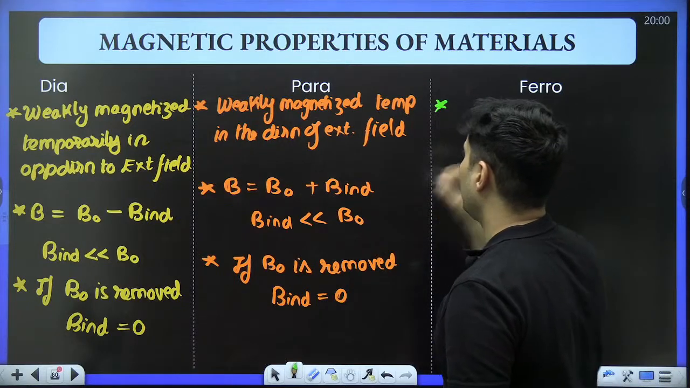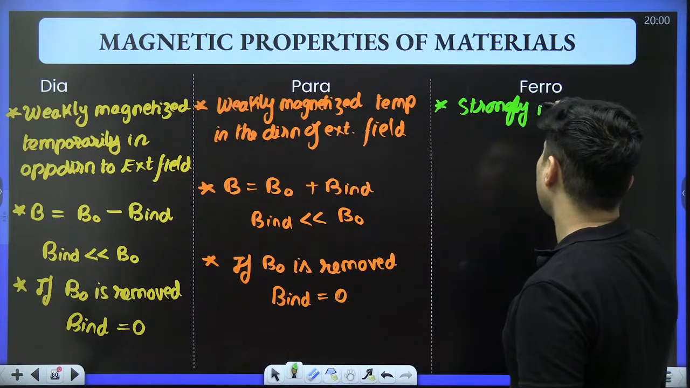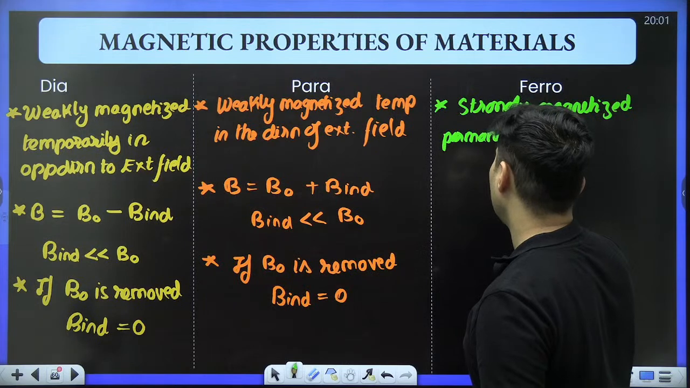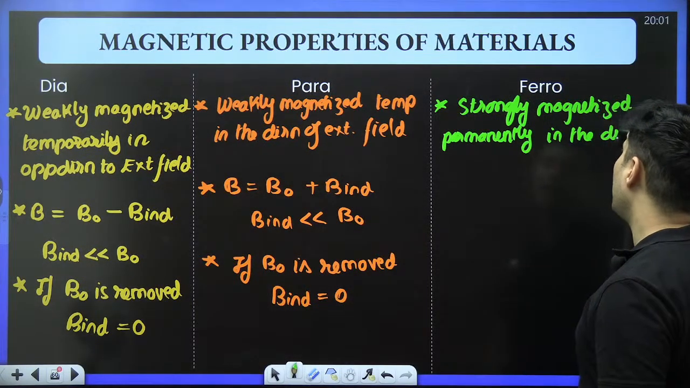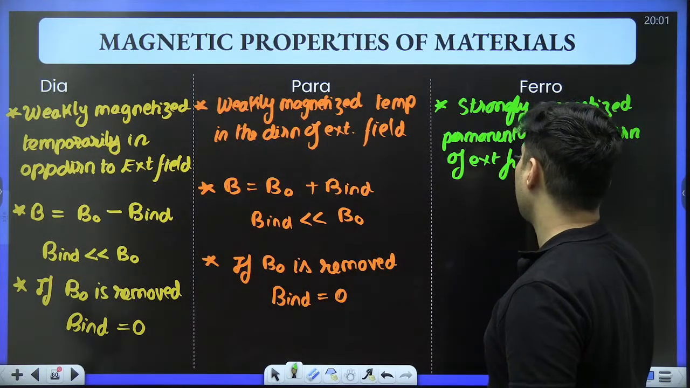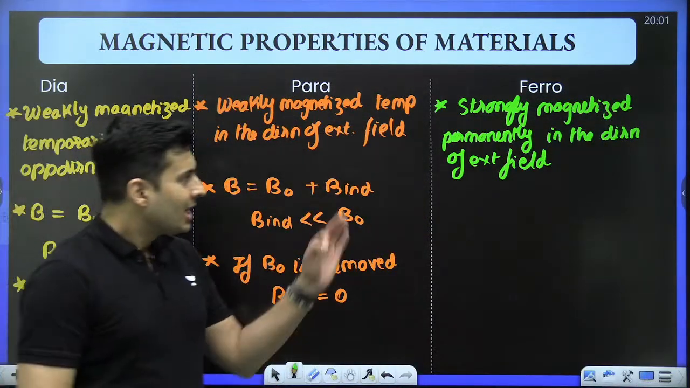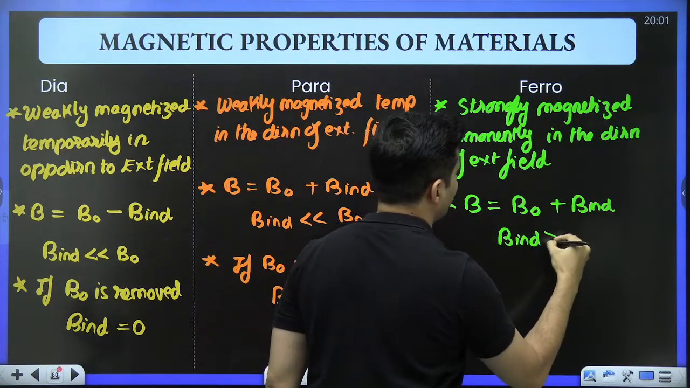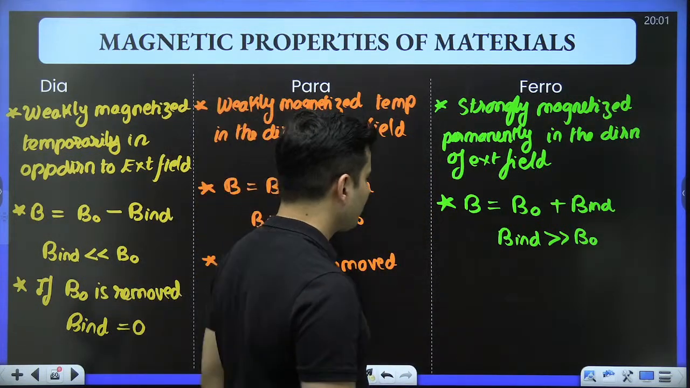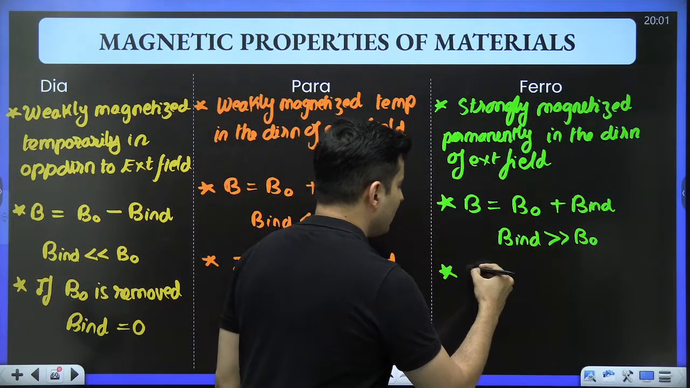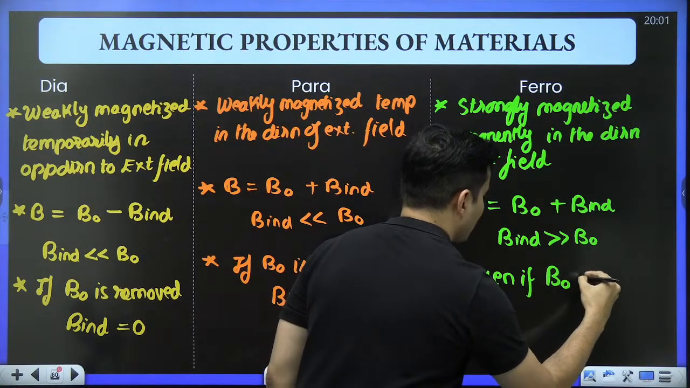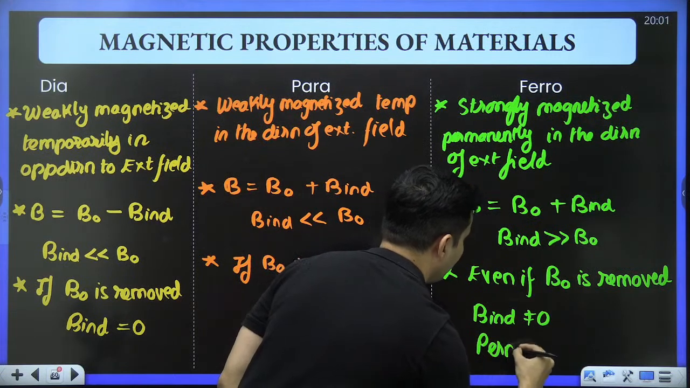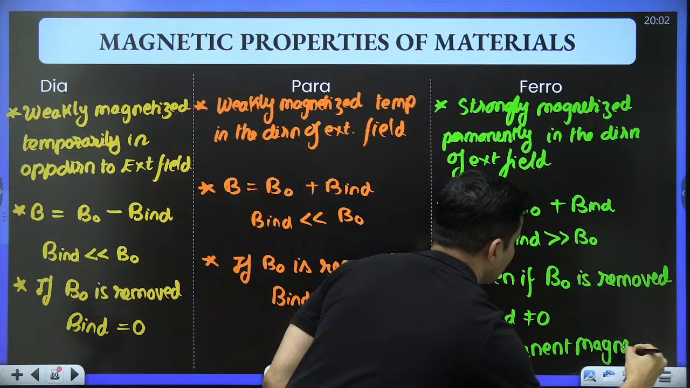In case of ferromagnetic, it is going to be strongly magnetized, and this is a permanent phenomenon, permanently in the direction of your external field. Keep this in mind. And here I will again say net field will be external field plus the induced field. Obviously, the induced field is much, much stronger than your external field. That's what you will see. It's comparable. Another important thing over here, even if B naught is removed, you will see B induced is not zero. That means it is a permanent magnet. Keep this in mind. Very, very important.